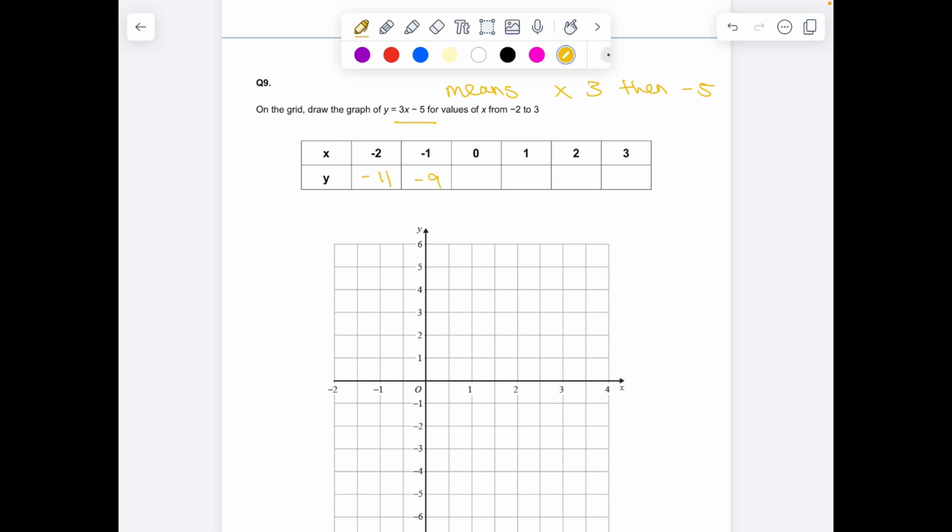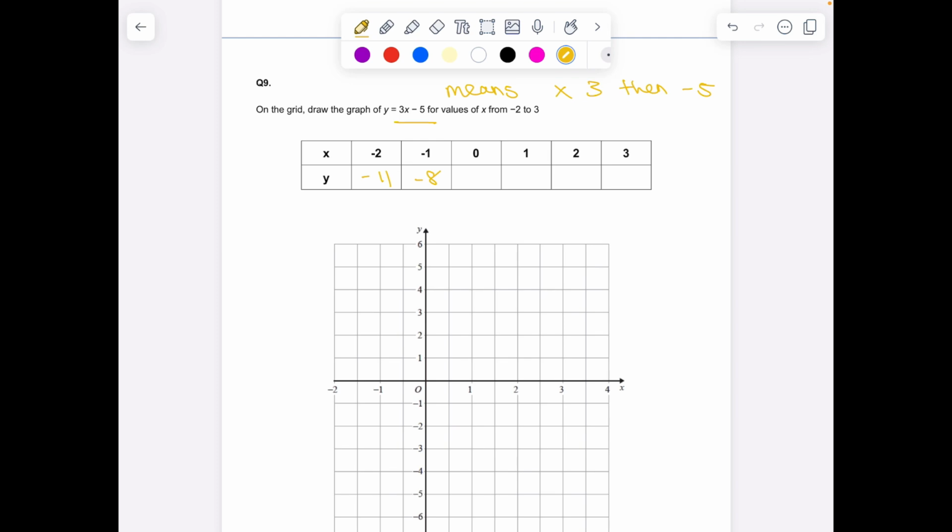Next one, not sure I've worked that one out right. Let me just quickly check that. Minus 2 times 3 is minus 6. Take away 5 is minus 11. So I've done that one right. It's the second one I haven't done right. Minus 1 times 3 is minus 3. Take away 5 is minus 8.